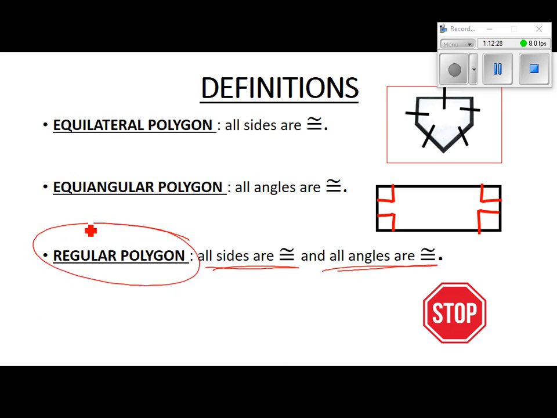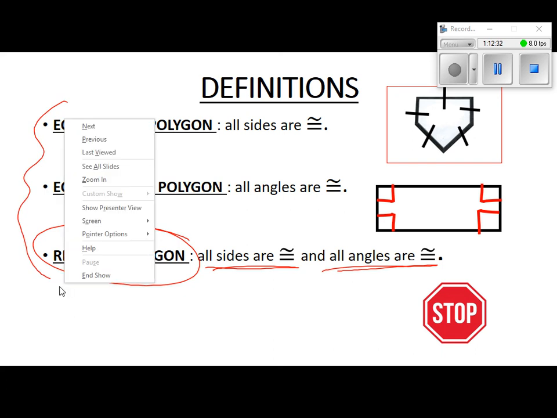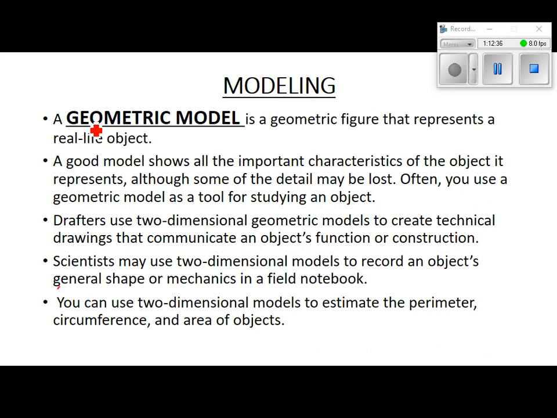If all sides are congruent and all the angles are congruent, then it's called a regular polygon. Back to that definitions thing that I talked about a little while ago. Stuff you got to know. Fill in what you need to fill in on this.